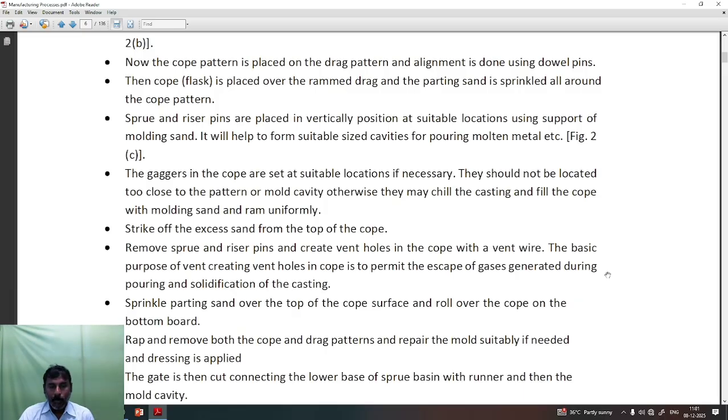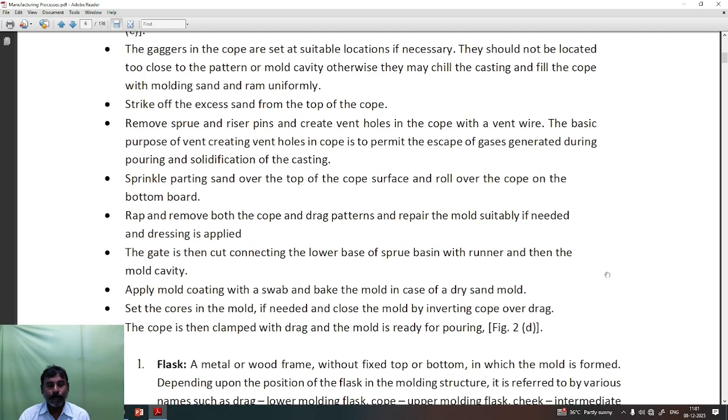So wrap and remove both the cope and drag pattern, and repair the mold suitably if needed, and dressing is applied. The gate is then cut connecting the lower base of the sprue basin with the runner and then the mold cavity. Apply mold coating with a sweep and bake the mold in case of dry sand mold. Set the core in the mold if needed and close the mold by inverting the cope over the drag. The cope is then clamped with the drag and the mold is ready for curing.